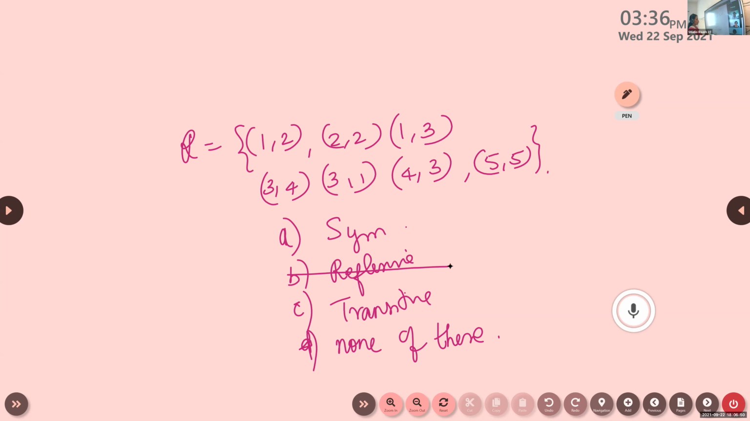(1,2) is there but (2,1) is not there. Then what about transitivity? Take some element and check: (1,3) and (3,1). Whether (1,1) is there? No. So if it is not transitive, then what is the option? It is none of these.